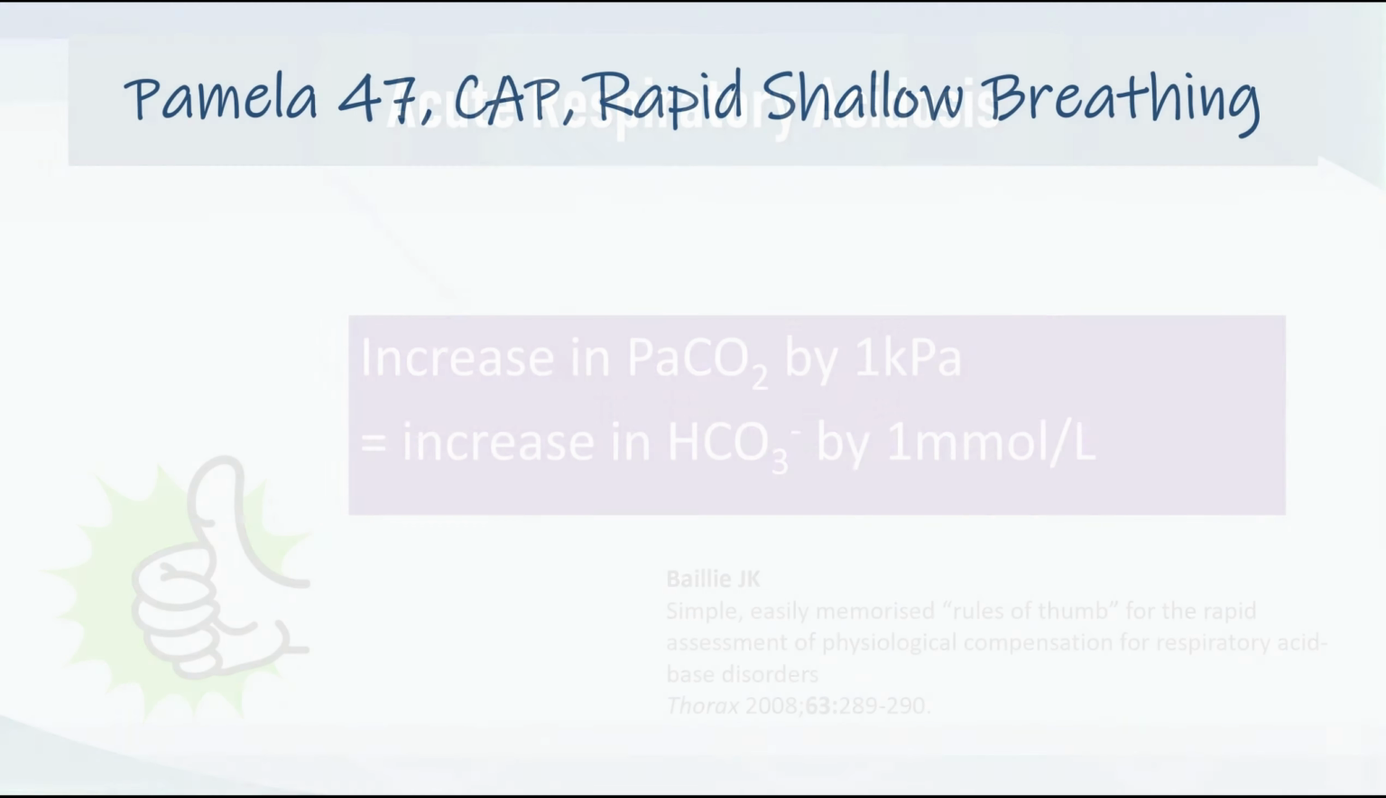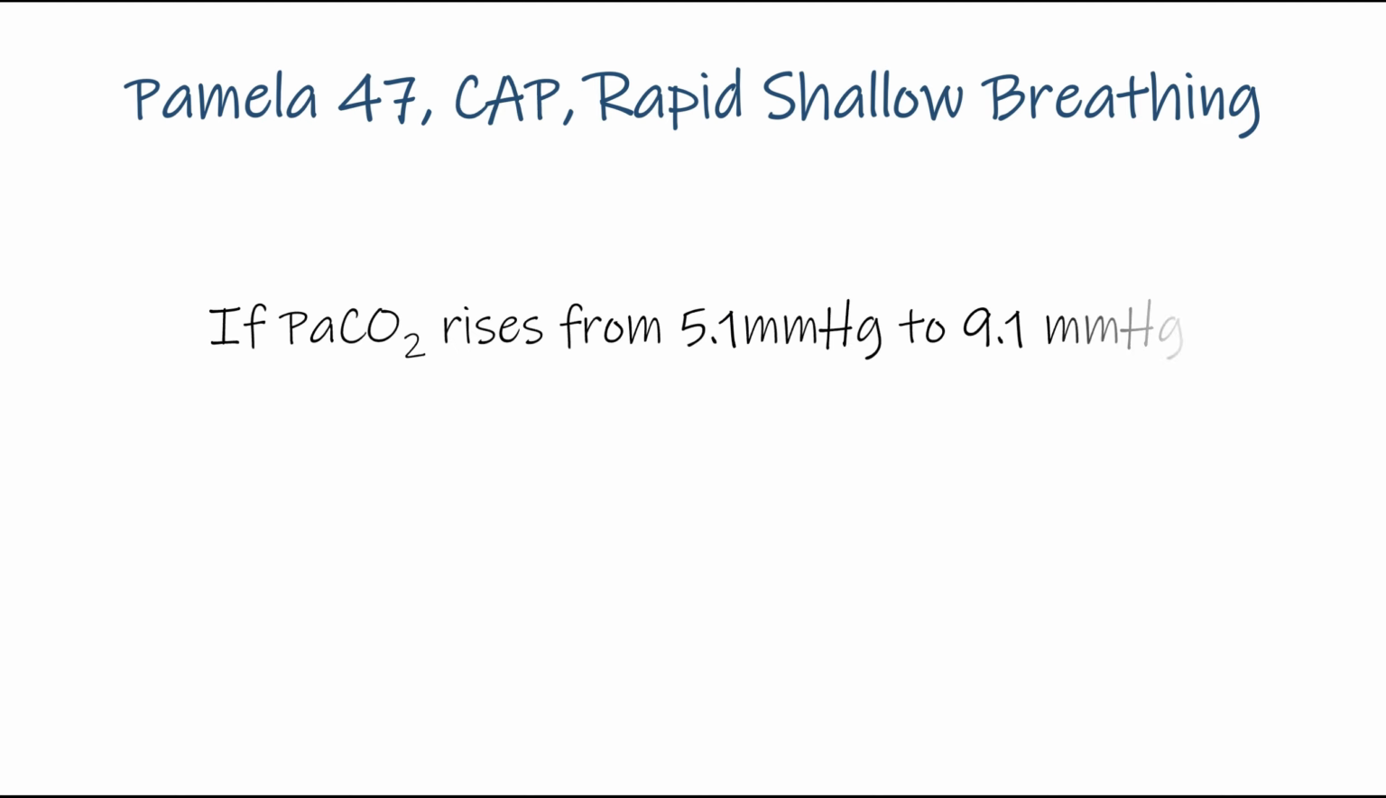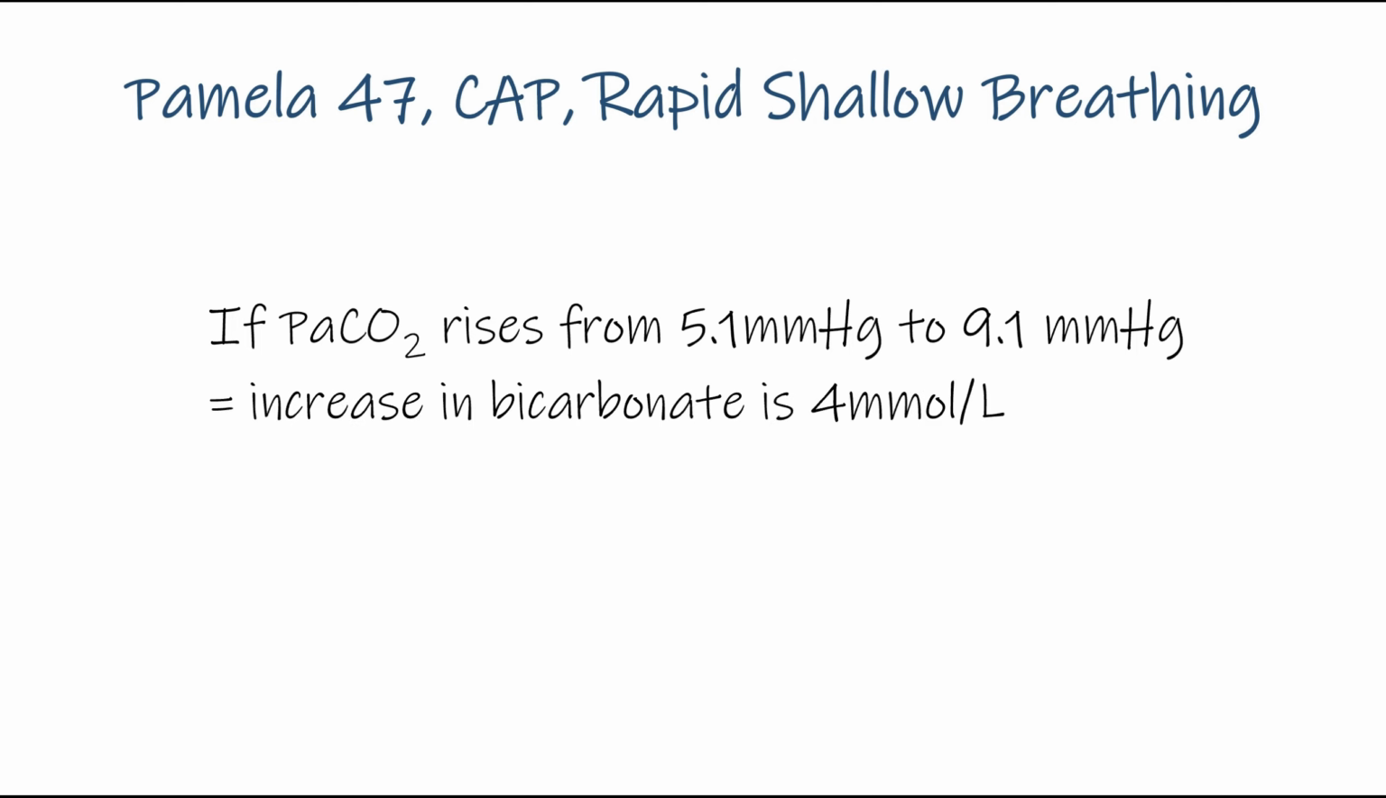So if we look at Pamela, who is 47 with community-acquired pneumonia and rapid shallow breathing, if her PaCO2 rises from 5.1 to 9.1, then the increase in the bicarbonate is 4 millimoles per litre, and therefore her bicarbonate will be 28 millimoles per litre.